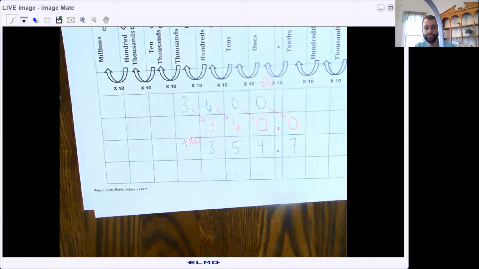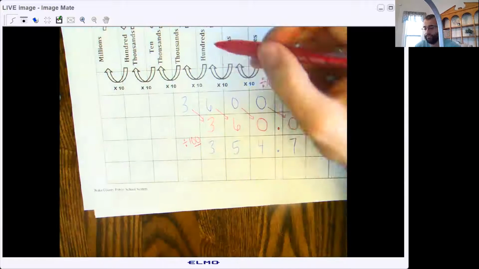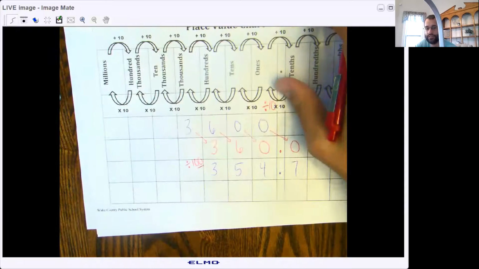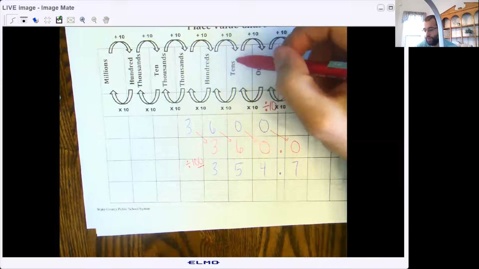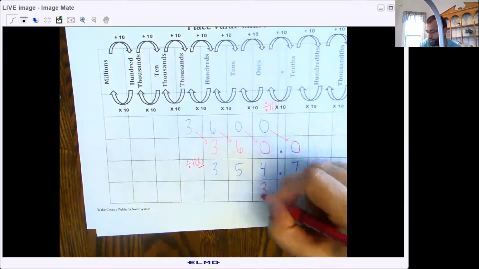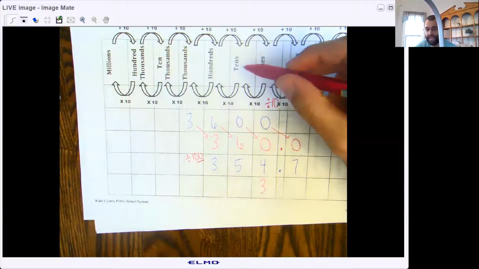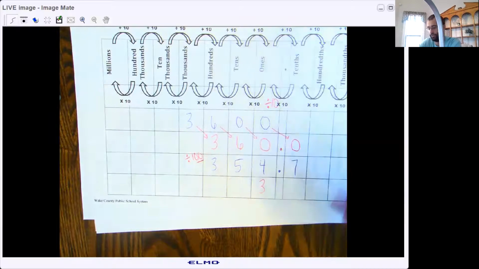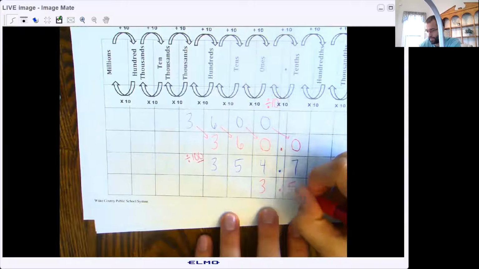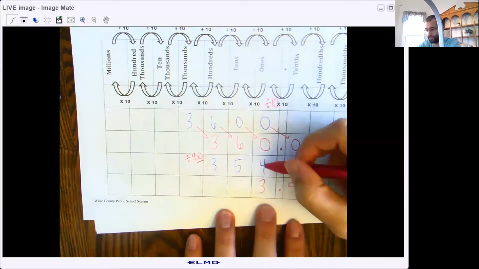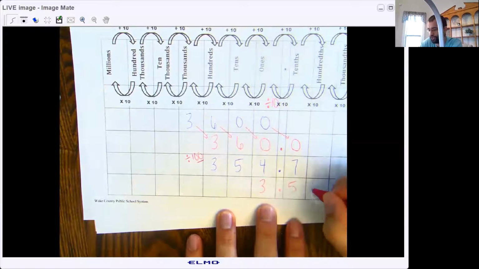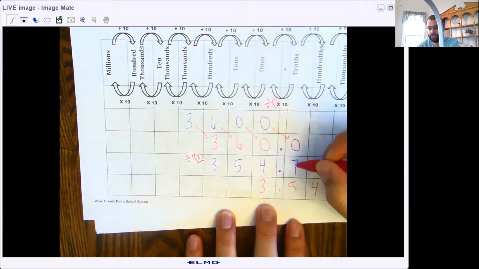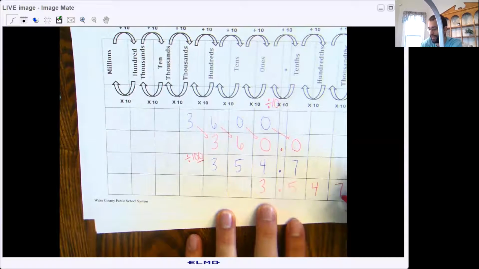Remember what we talked about yesterday. Two zeros mean two shifts. My decimal doesn't shift. It's my numbers that shift. So my 3 is going to shift down twice, from the hundreds, 1, 2, into the ones. My 5 is going to shift down twice, 1, 2, into the tenths. And my 4 is going to shift down 2, 1, 2, into the hundredths. And my 7 is going to shift down 2, 1, 2, to the thousandths.